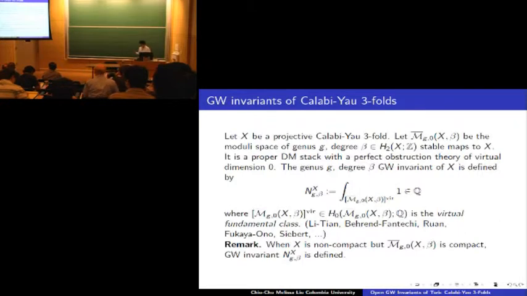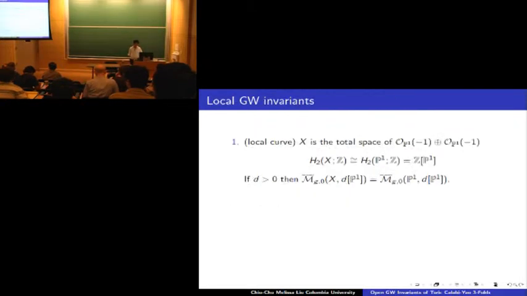Let me give you a couple of examples. First, the local curve, the resolved conifold, which is the total space of O(-1) ⊕ O(-1) over P¹. It is a non-compact Calabi-Yau threefold. The second homology group of X is equal to the second homology group of the base P¹. If you have any non-constant holomorphic map from a Riemann surface to the total space, it must factor through the zero section. So as stacks or topological spaces, these two spaces are actually identical when the degree is positive.